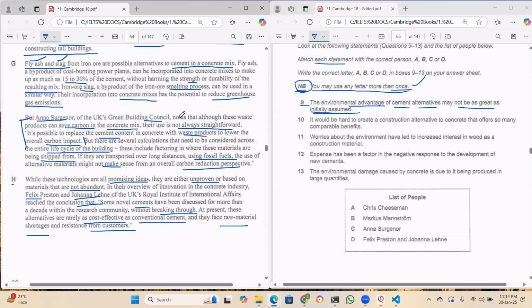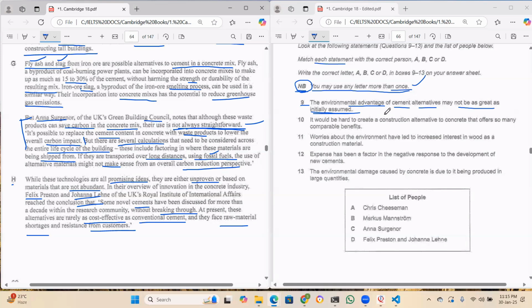Let's read here. But Anna notes that although these waste products can save carbon in the concrete mix, their use is not always straightforward. Means it is not like initially assumed, right? Why? Because this is the reason. It's possible to replace the cement in concrete with waste products, but there are several calculations that need to be considered across the entire life cycle, because if they are transported over long distances using fossil fuels, then the use of materials might not make sense from an overall carbon reduction perspective. When these fuels burn, they will generate carbon dioxide and contribute to global warming again. So when you are saving here on emissions and emitting here again, it is of no use. So it says their use is not always straightforward, meaning may not be as great as initially assumed.